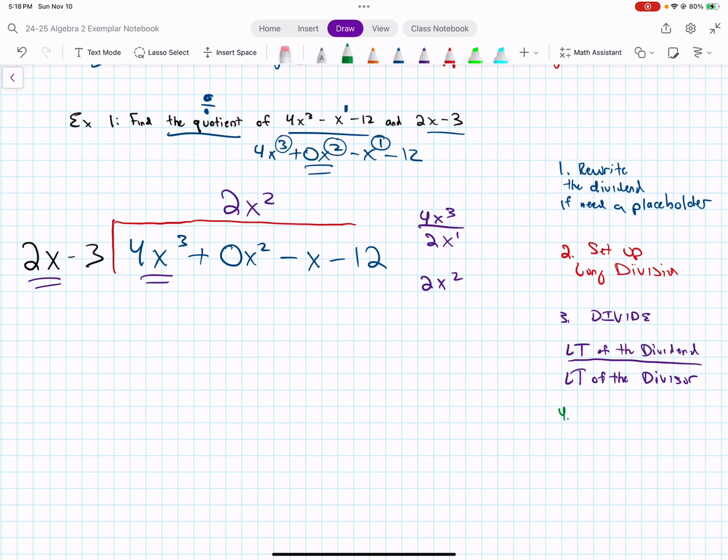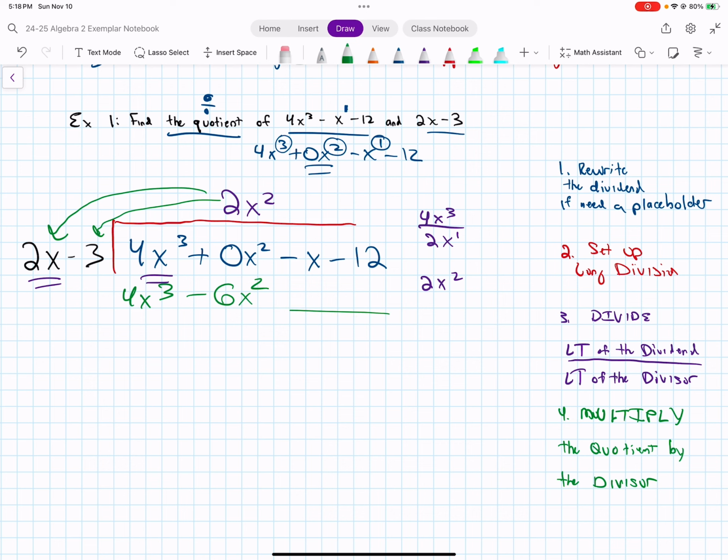Step 4 is to multiply the quotient by each term of the divisor. So 2x squared times 2x is 4x cubed, and 2x squared times negative 3 is negative 6x squared.